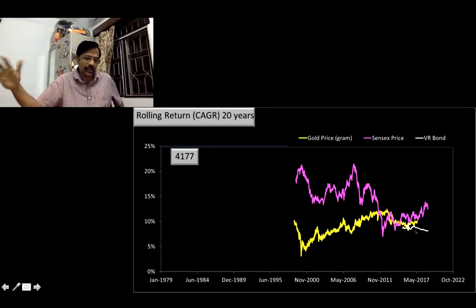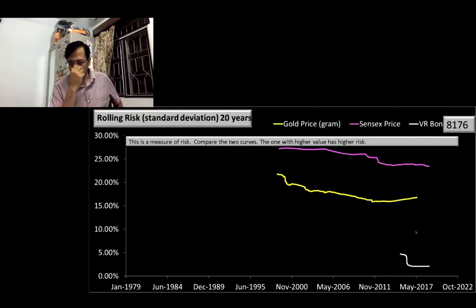You can assume that the return is fixed income return. Just take PPF return if you want. Just take it as 8% or 7%. That's enough if you are worried about that. And the volatility of the bond, look at that, is practically nothing. It's like 1%, almost or so. Look at that. Gold is little less volatile than Sensex for this period, but it's not that less.